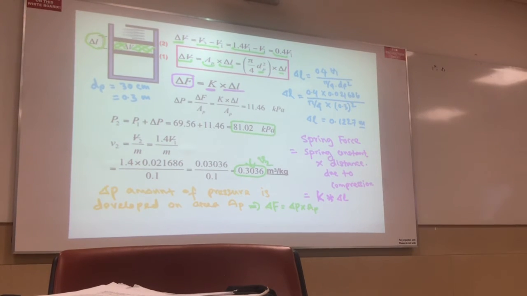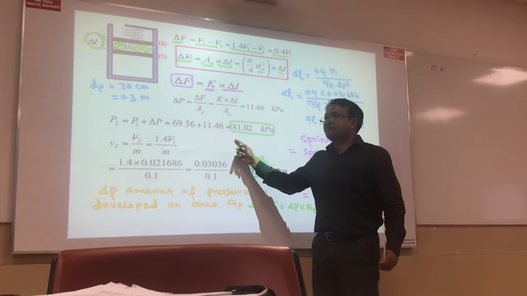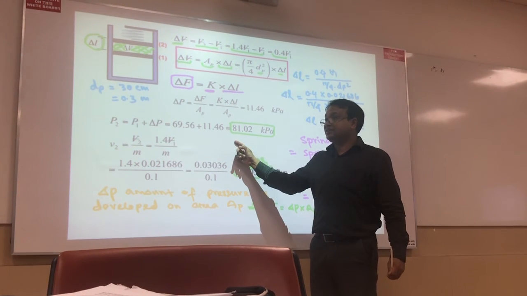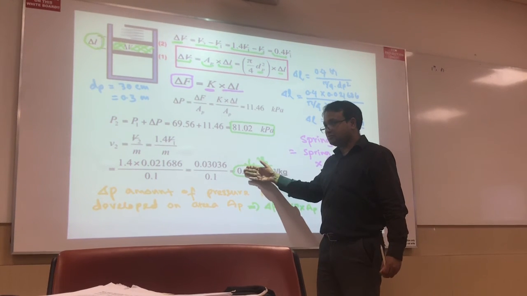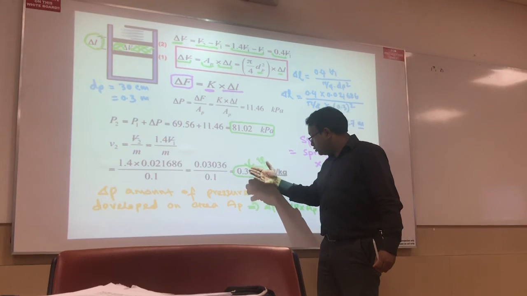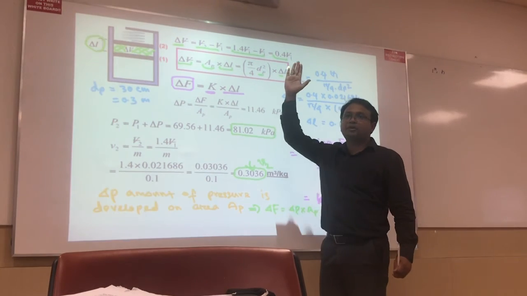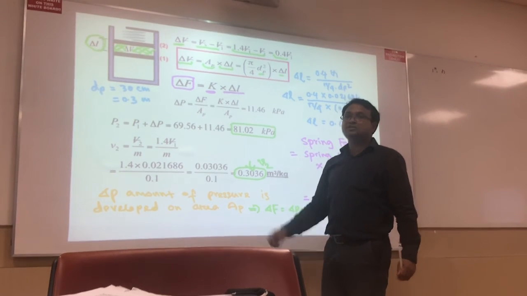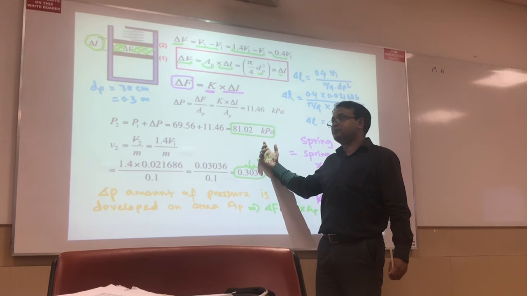At 81.02 kilopascal, I can find Vf and Vg. Then you compare Vf and Vg with this value. If V2 is higher than Vf or Vg, then it is superheated vapor. Otherwise, it is a liquid plus vapor mixture. And in that question, the answer is superheated vapor.